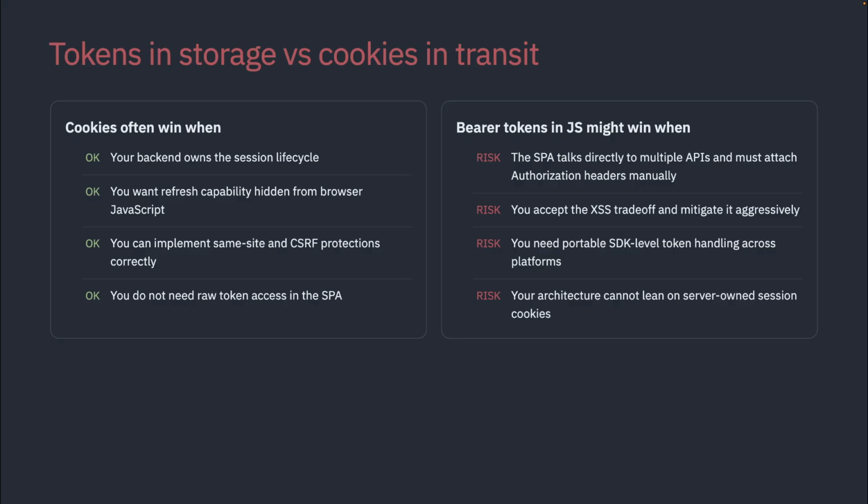Cookies win when you're thinking about the session lifecycle: you want refresh capability hidden from the browser. But tokens in JavaScript might win when a single token is directed to multiple APIs and must carry authorization. You accept the trade-off and mitigate aggressively when you need portable SDK-level token handling across platforms, things like that, right? So it will depend on the case. Mostly we'll be using the one on the left.